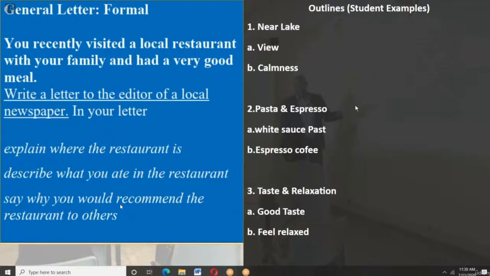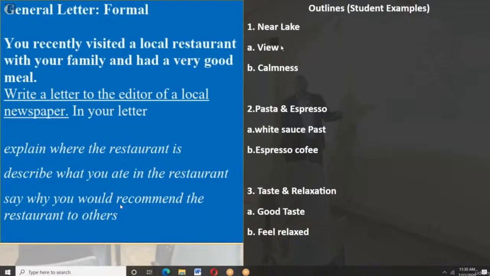Now with this one, the reason why I chose this one is I want to point something out in terms of information that you should or should not be talking about in the different discussion points. Like her second one here is fine. She's describing what she ate: pasta, espresso, white sauce, espresso coffee. She also is pretty good in terms of why she would recommend the place, the taste and relaxation. That's good.